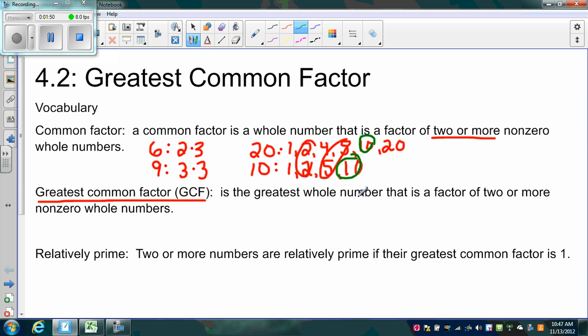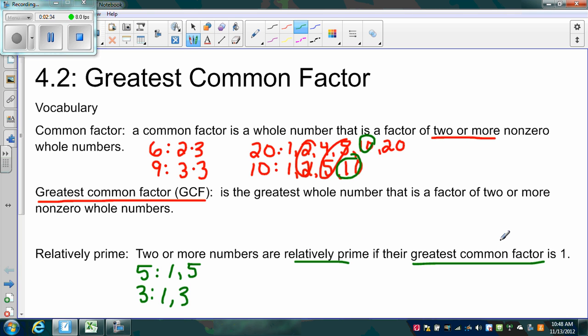So the greatest is just talking about that greatest whole number that is a factor for both of those, at least two or more non-zero whole numbers. Relatively prime is when two or more numbers are relatively prime if their greatest common factor is 1. So for example, if you had 5 and 3, you have 1, 5, and 1, 3. Their greatest common factor is 1. So these are relatively prime. In this case, 20 and 10 are not relatively prime because 10 is the greatest common factor.